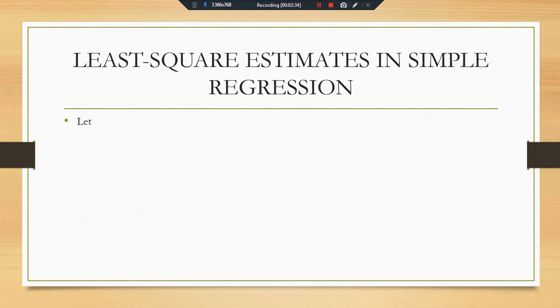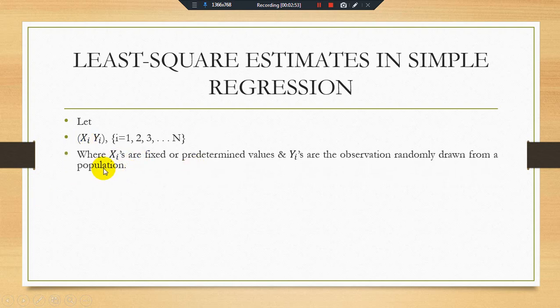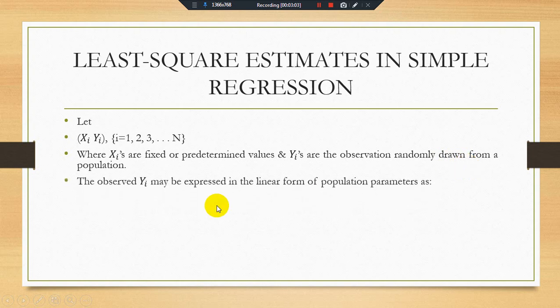Let's say we have two variables, xi, yi, and you know the meaning of the subscript i. This means the number of observations 1, 2, 3, and so on, n. And here we have a dependent variable yi and independent variable xi. So we can say that the xi are fixed or predetermined values and yi are observations randomly drawn from a population. So the observed yi may be expressed in the linear form of population parameters as follows.